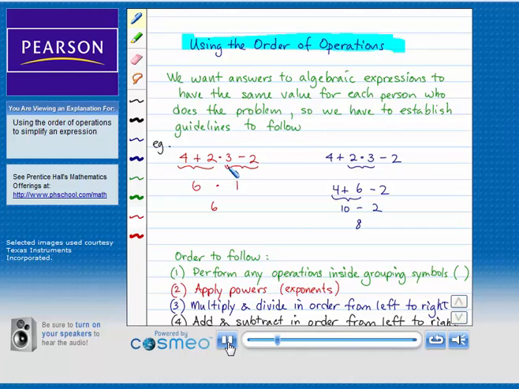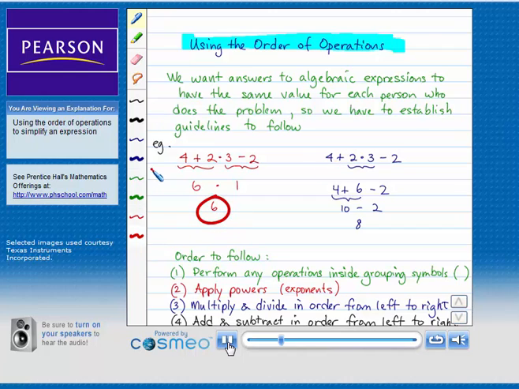You'll notice in the example I've written out that 4 plus 2 times 3 minus 2. If you were doing the problem, you might look at that and say, I'm going to take 4 plus 2 first and get 6. Then I'm going to take 3 minus 2 and get 1, because 6 times 1 is easy, and that gives me an answer of 6.